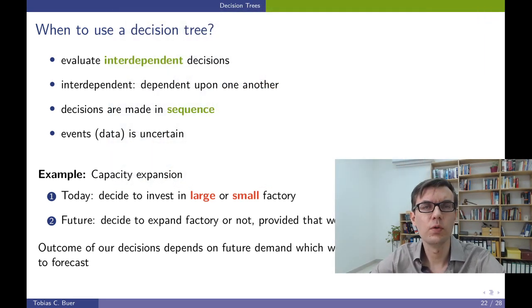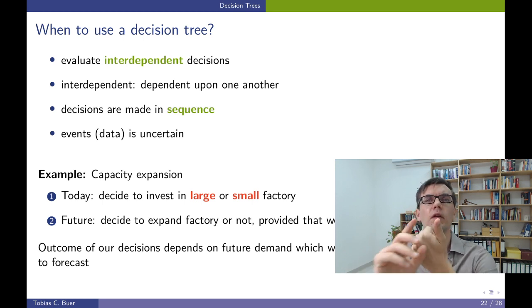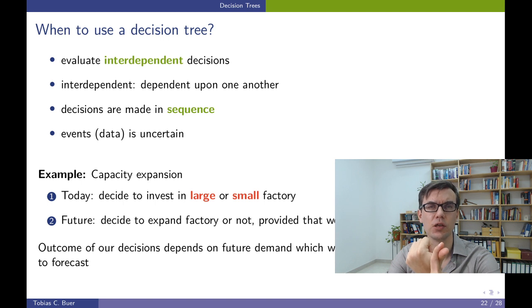So when to use a decision tree? When is it appropriate to use this method? We want to evaluate a couple of interdependent decisions. And interdependent means that the decisions depend on each other.